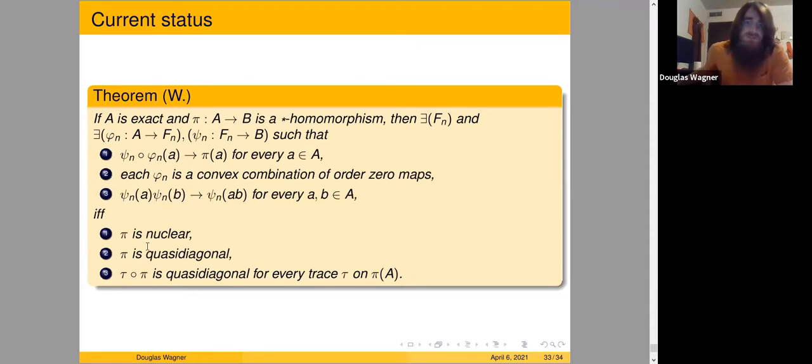pi is nuclear, pi is quasi-diagonal, which means it factors through a quasi-diagonal C-star algebra. And we have this stuff about quasi-diagonal traces, which are like amenable traces. And part 2 is much shorter than part 1. So that's the end.